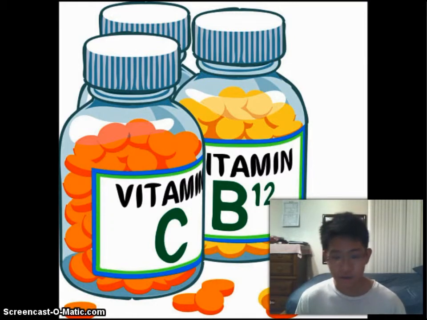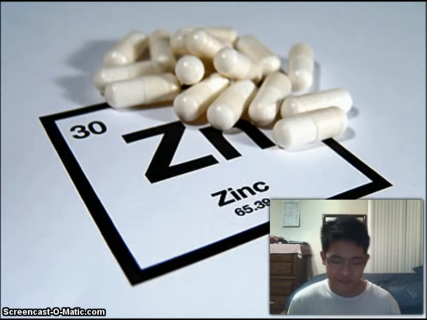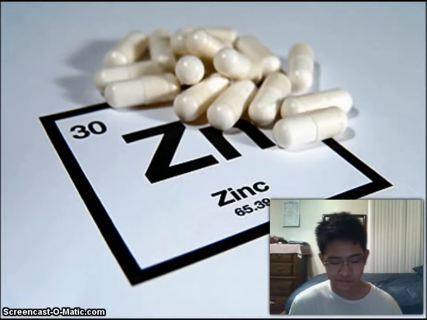And cofactors are usually inorganic. They bind to the enzymes as a permanent resident or just bind loosely to the substrate. So they could be zinc or iron, usually metallic.